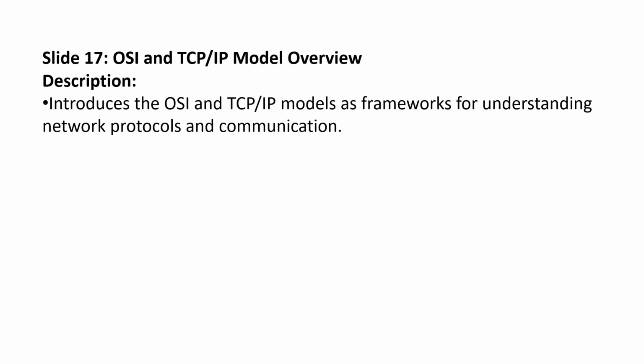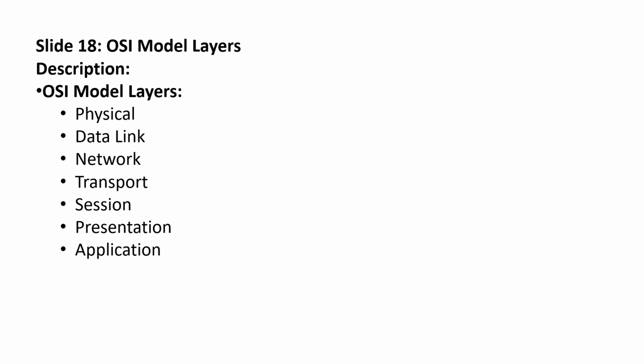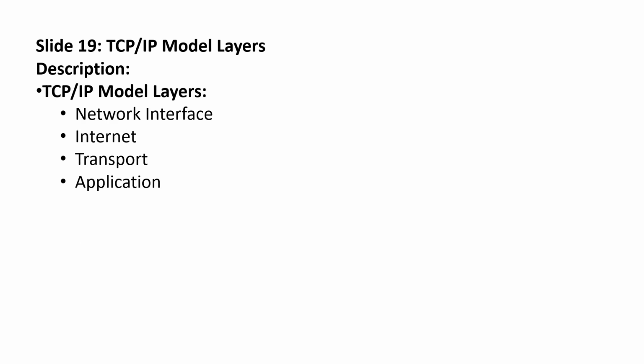OSI and TCP/IP model overview. This domain introduces the OSI and TCP/IP models as a framework for understanding network protocols and communication. There are multiple layers in the OSI model. These are the physical layer, data link layer, network layer, transport layer, session layer, presentation layer, and application layer. The TCP/IP model layers include network interface, internet, transport, and application.